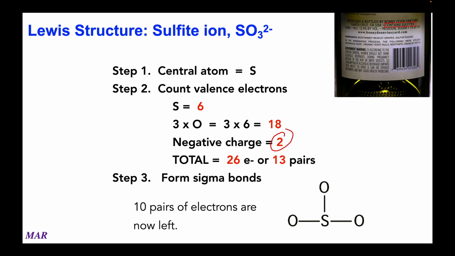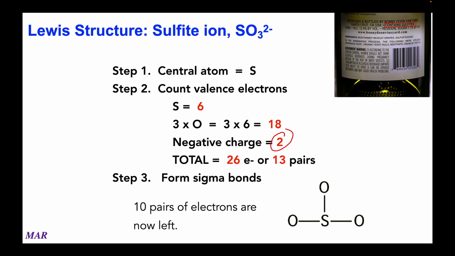You're going to make what's called a sigma bond, which is just a single bond. Each of those lines connecting the outer to the inner sulfur is a bonding pair. So we use 3 pairs to connect them. That means we have 10 pairs of electrons left. And what we'll do on the next slide is put them on the outer atoms first.